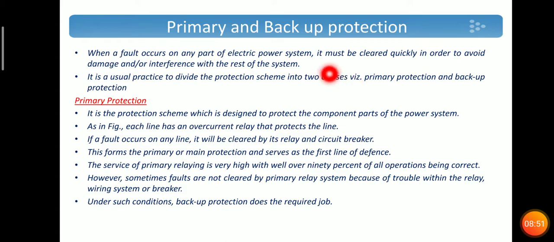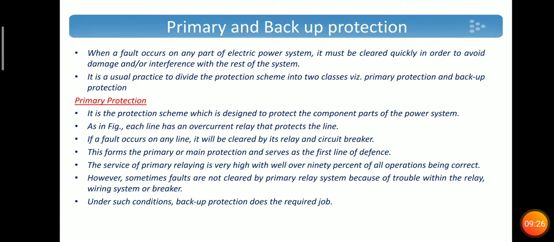Then the main classification of protective schemes are primary and backup protection. When a fault occurs in any part of the system, it must be cleared quickly. And for making the quick operation of the power system, we are using primary and backup protection. Primary protection is the protective scheme designed to protect the component part of the system. It is the basic protective scheme for each component of the power system.